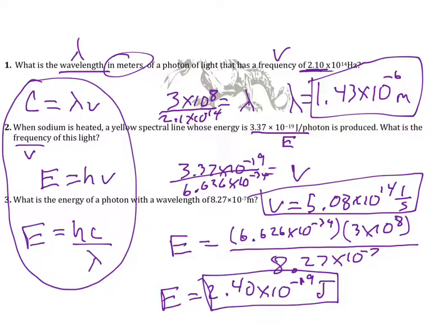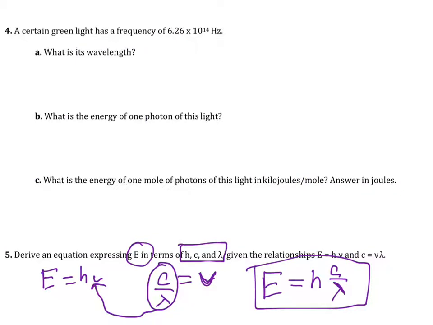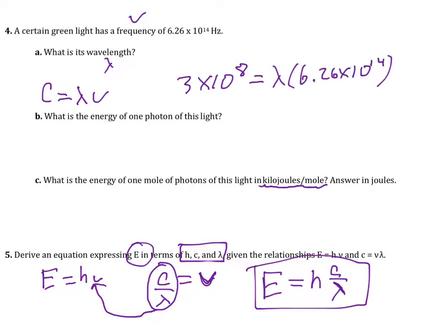This next problem, you will have a problem like this on the exam, and it's going to be very important that you understand how to do particularly this last part here. So let's go ahead and get started. So a certain green light has a frequency, okay, so we're given a frequency of 6.26 times 10 to the 14, and it's asking for wavelength. Well, we're going to use this equation here to solve for the wavelength. And what we end up with is this equation with the numbers in there, and so all we have to do is solve for wavelength.